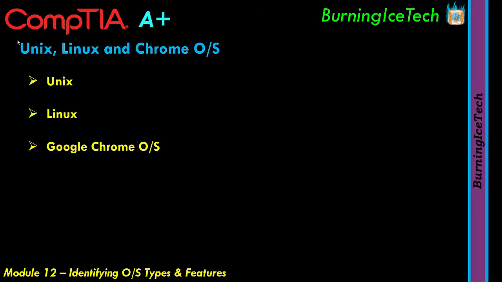The Chrome operating system was primarily developed to use web applications, and in a web application, the software is hosted on a server on the internet.